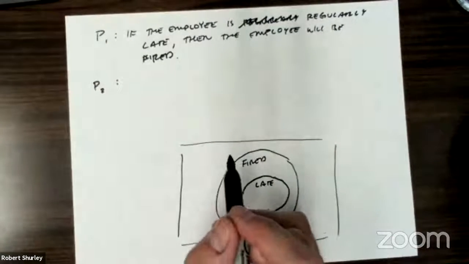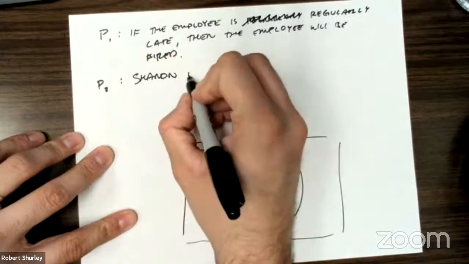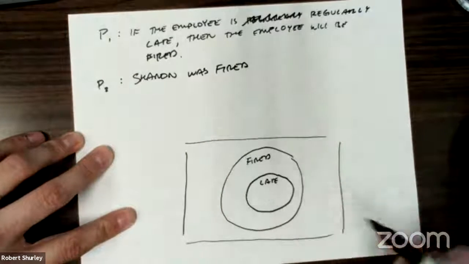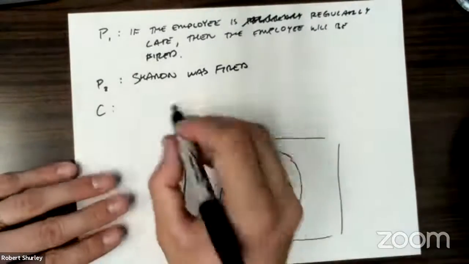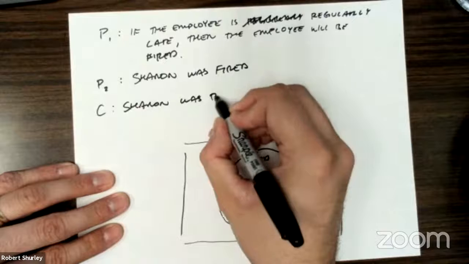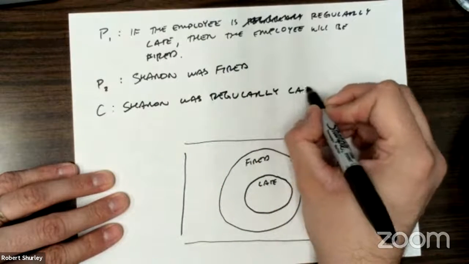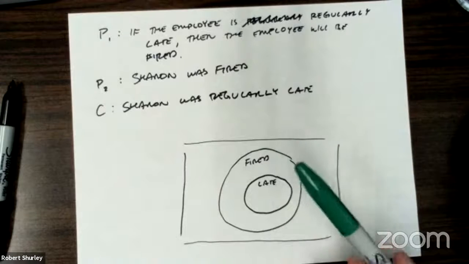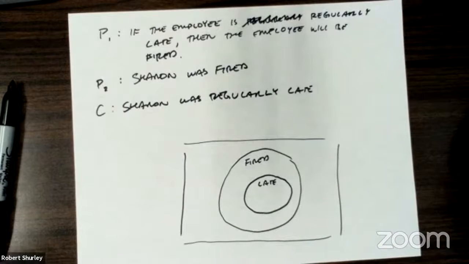Now, premise 2 says Sharon was fired. So we know that Sharon was fired. Conclusion: Sharon was regularly late. We can't assume that, right? Just because Sharon was fired doesn't mean she was regularly late. We can't jump to that conclusion. That's not fair to Sharon.